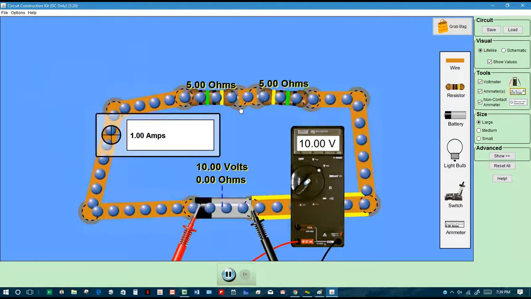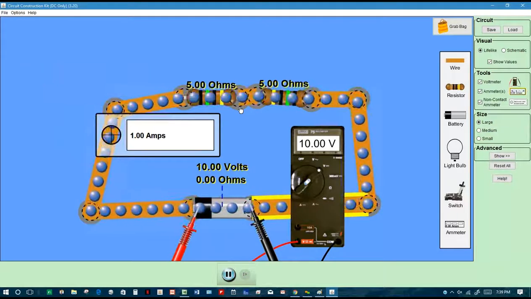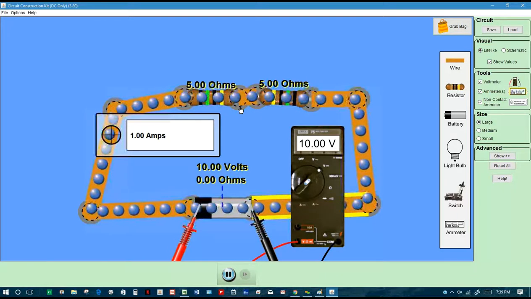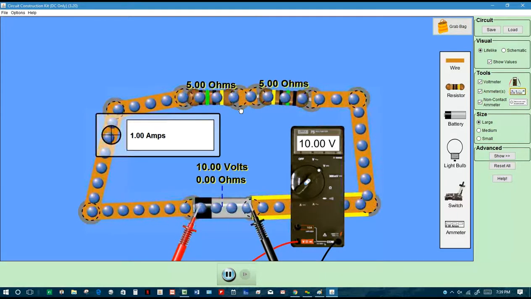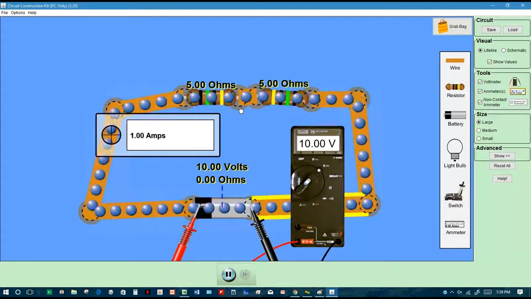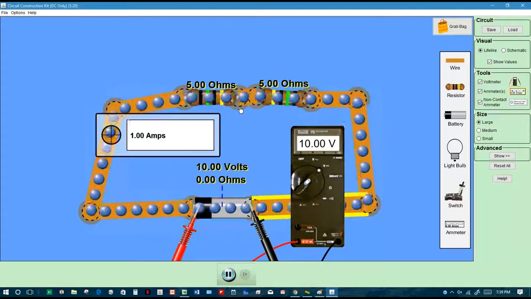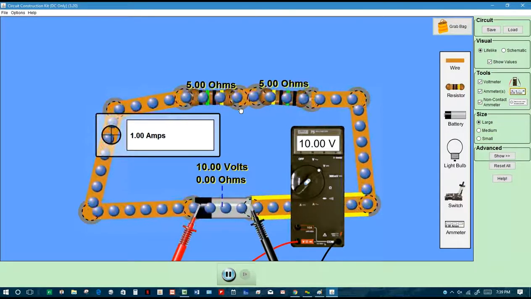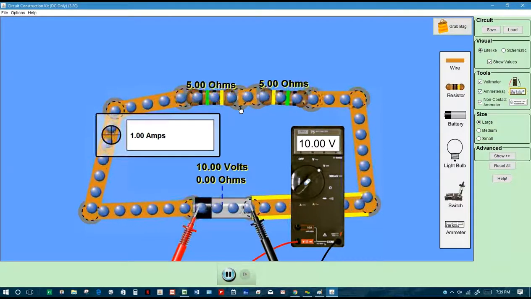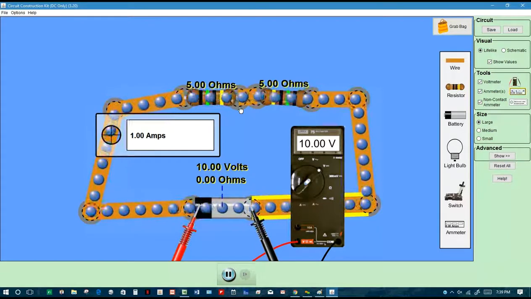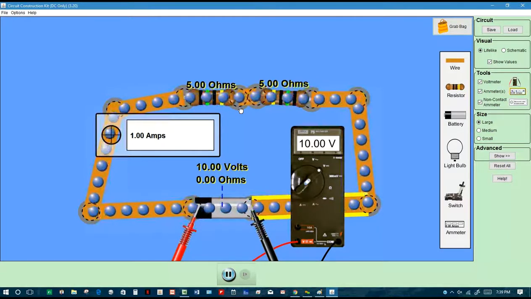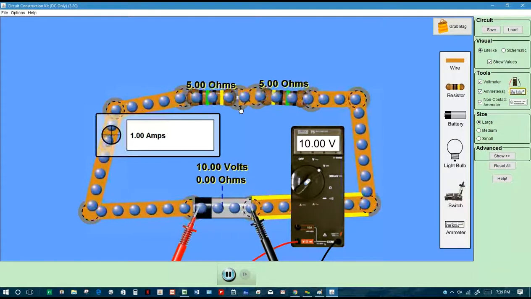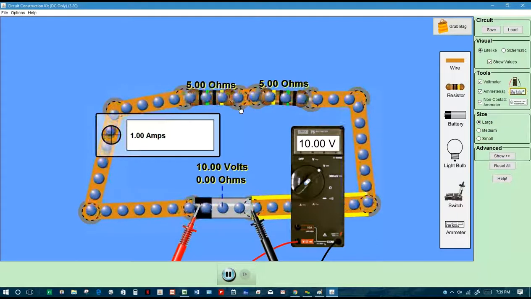Better? Yeah. All right. So guess what the total resistance of the circuit is when you put 2 5 ohm resistors into the circuit? 10 ohms, right? Remember, current is always voltage divided by total resistance. So what is our voltage? 10 volts. What is our total resistance? We've got 2 5 ohm resistors in there. 10. So what is 10 divided by 10? 1. And that's why we get 1 amp.